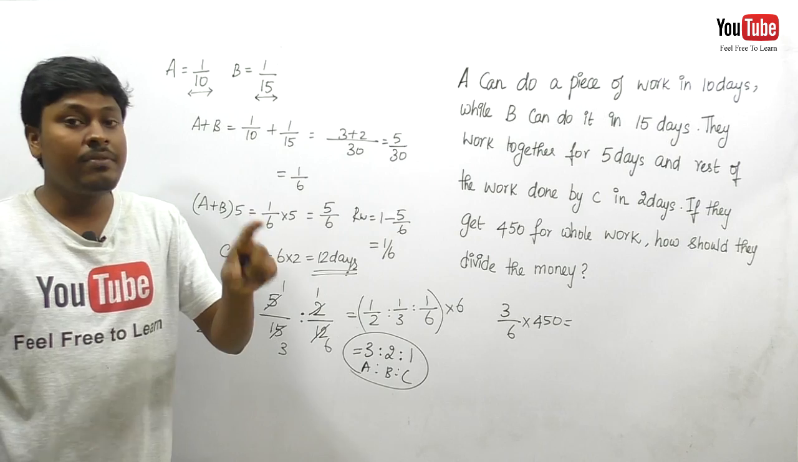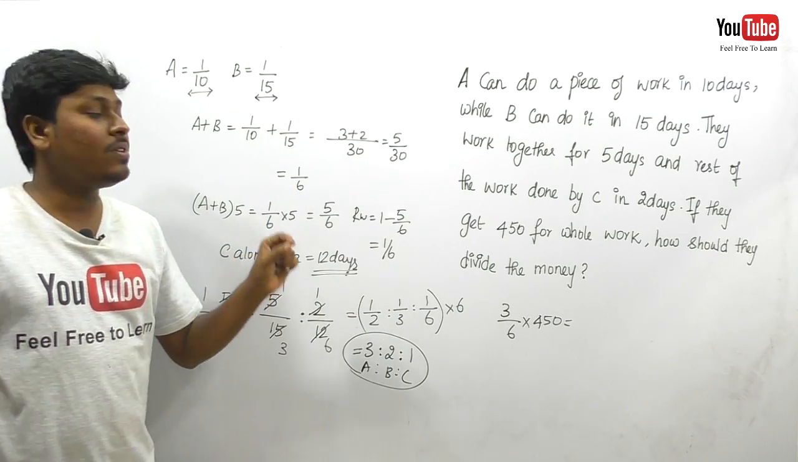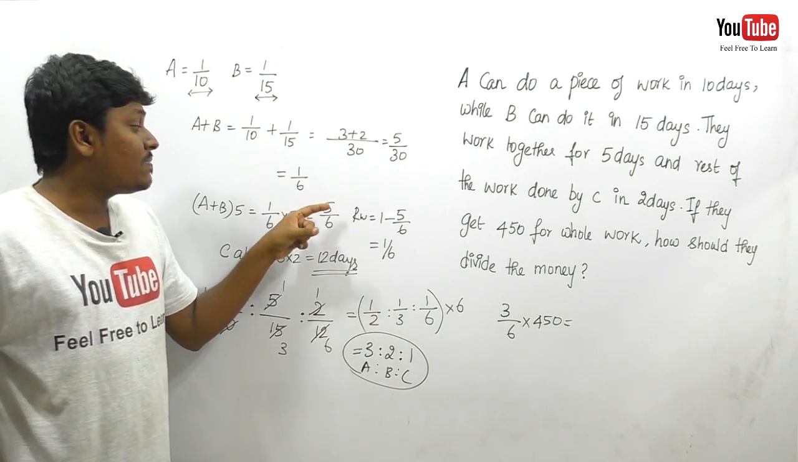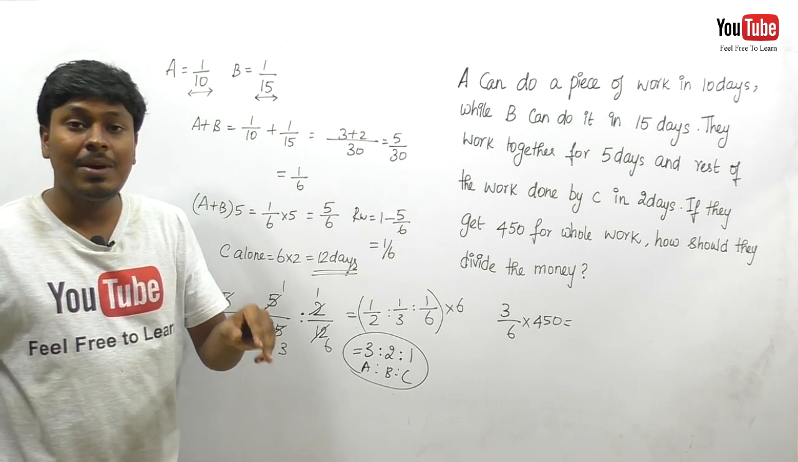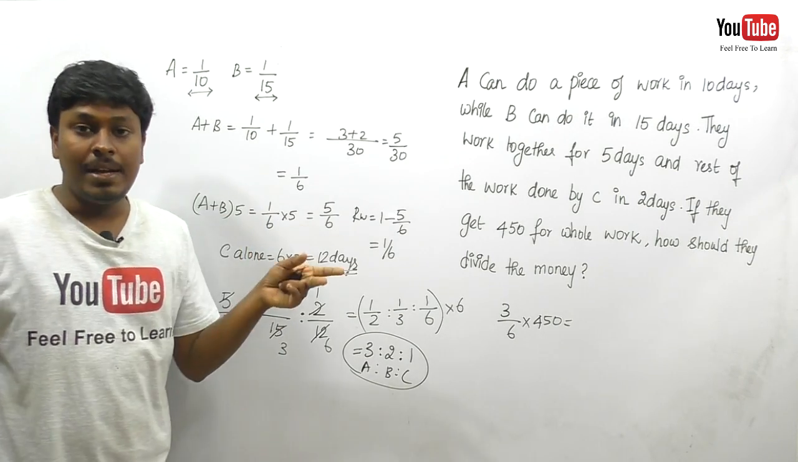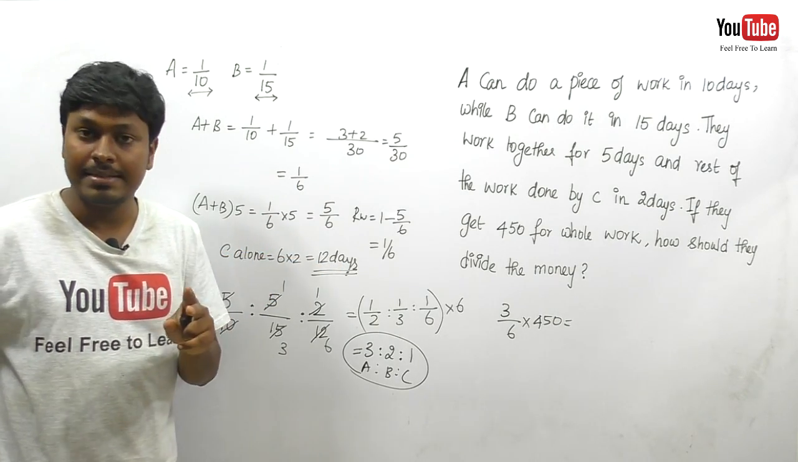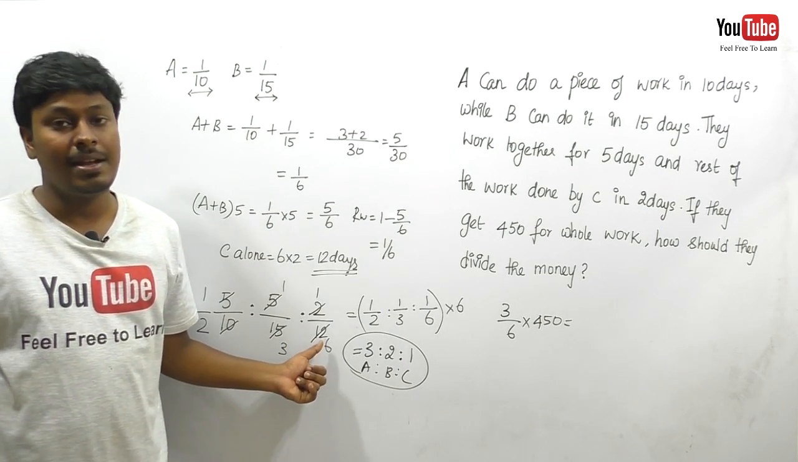A and B are working for 5 days. After 5 days, the remaining work is completed by C. So first of all, find how much work A and B have completed in 5 days, that is 5 by 6 of the work completed. So the remaining will be 1 by 6. But that 1 by 6 work is completed by C in 2 days. So I can say that C alone can complete the work in 12 days. So A 10 days, B 15 days, and C alone can complete the work in 12 days.